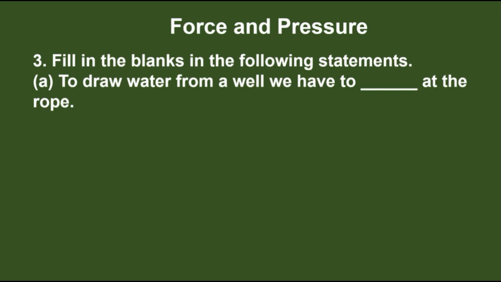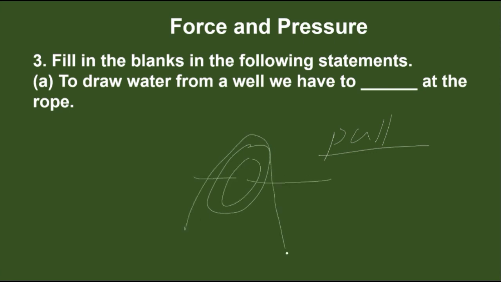The next question is fill in the blanks, right? So here we have to draw water from the well, and when you draw water from the well, what do you have to do? Very simple, we have to pull. You have to pull the container which is tied with the rope and which goes over a pulley, isn't it? There will be a pulley here, one rod like this, and this goes down and there's a container here. So we have to pull it here. So the answer will be pull.